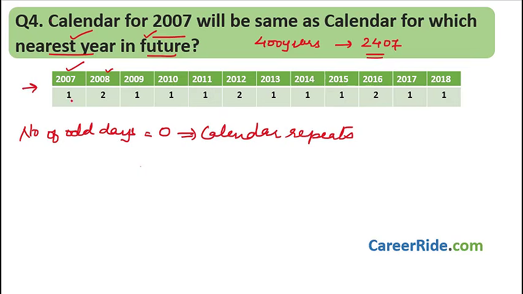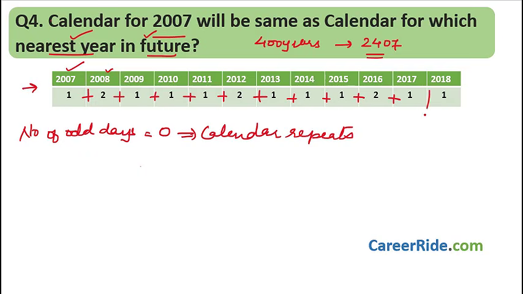Okay, how do we do that? So 1 plus 2 here is, you start adding these days. Because from here you are going to be able to find out the number of extra days. So what do you find here? 3, 4, 5, 6, 7, 8, 9, 10, 11, 12, 13, 14.